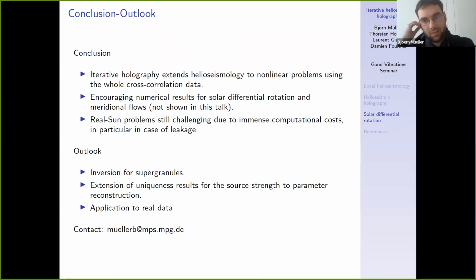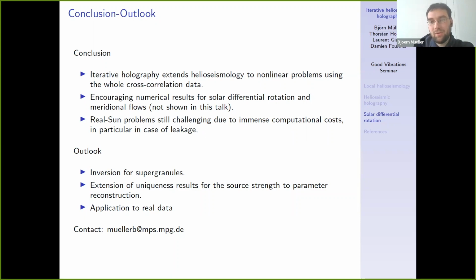Yes, so to the first question, I didn't study this. I have done inversions with noisy data, but I haven't computed the standard deviation of the inversion results. This would be a nice test. And to the second question, I just ignored magnetic fields. So hopefully this is not a big issue for differential rotation and meridional flows.